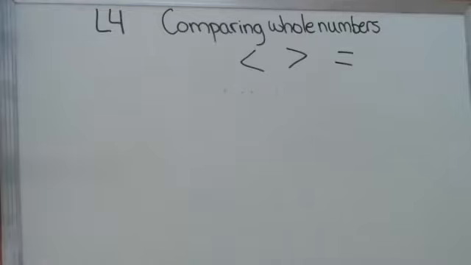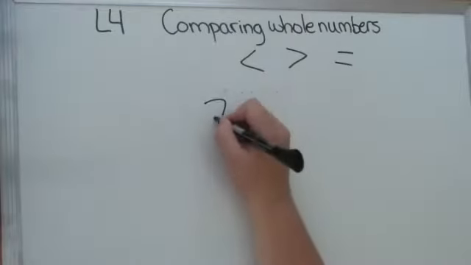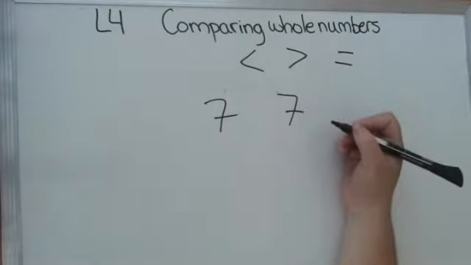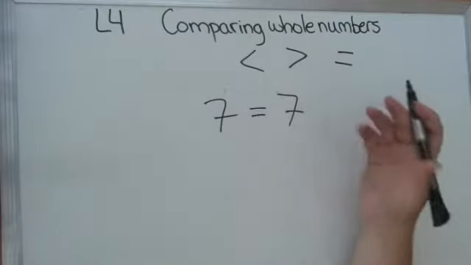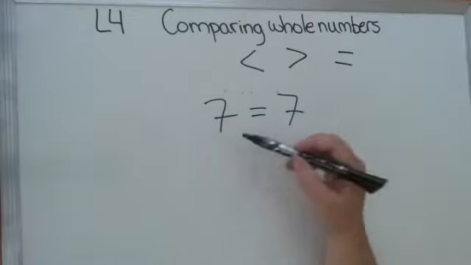If you have two numbers that are equal, for example, 7 and 7, and I've asked you to compare them, they are equal. It is the same number. So 7 is equal to 7.